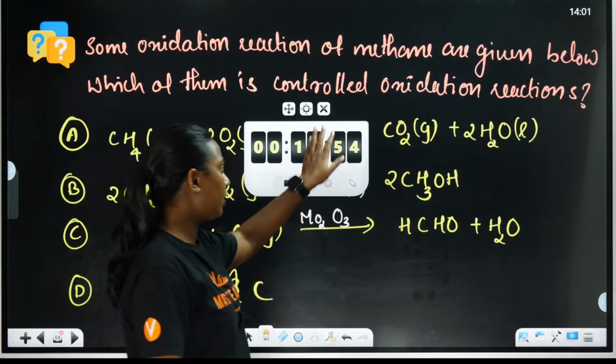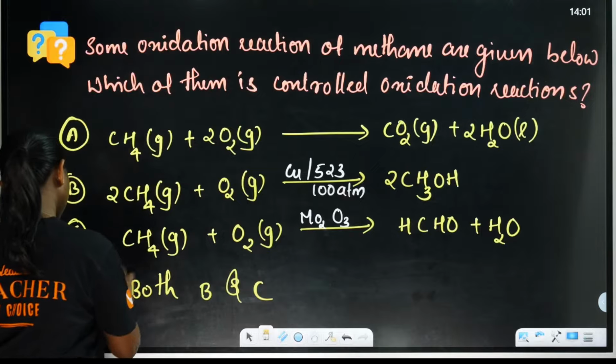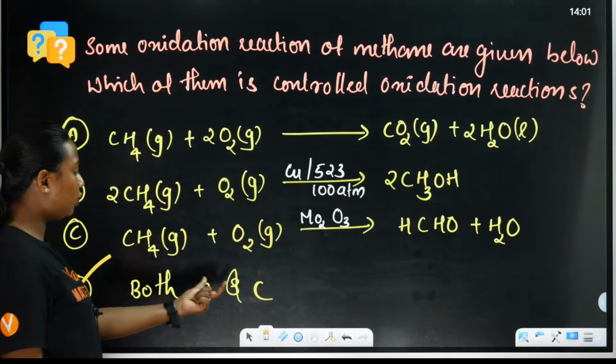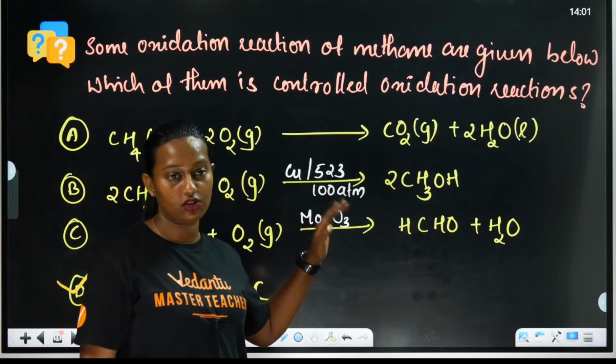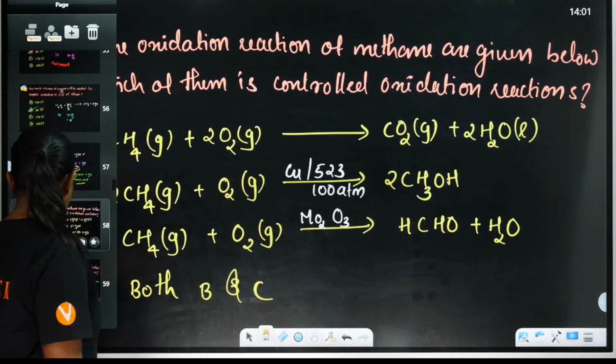Yes, the correct answer is D only. Yes, D is the correct answer. Both B and C, because controlled reaction means it should contain reagents. Okay, it should contain reagents.